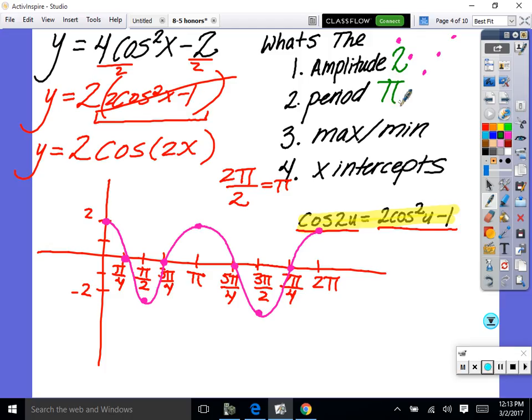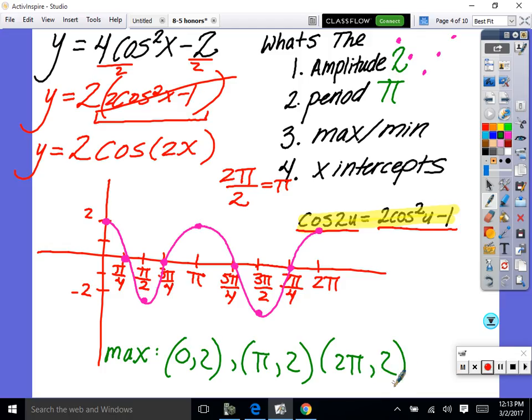Our maxes, we're going to actually write all of our maxes as points. So this is how we're going to write our maxes, you guys. Our maxes happen on an interval from 0 to 2 pi at 0 up 2, correct? Another max would be over pi, up 2. And another max would be over 2 pi, up 2.